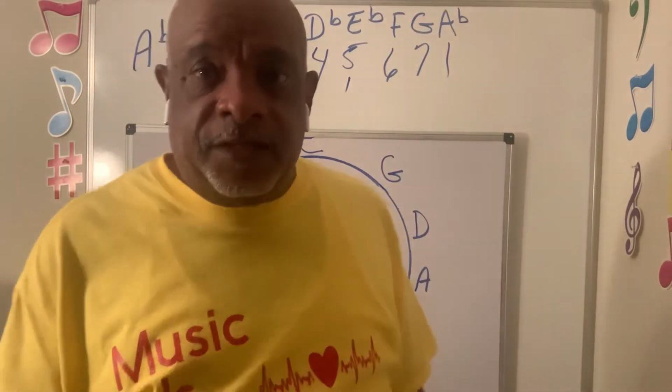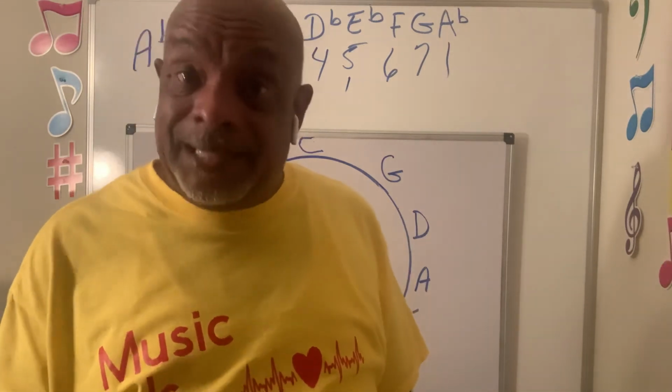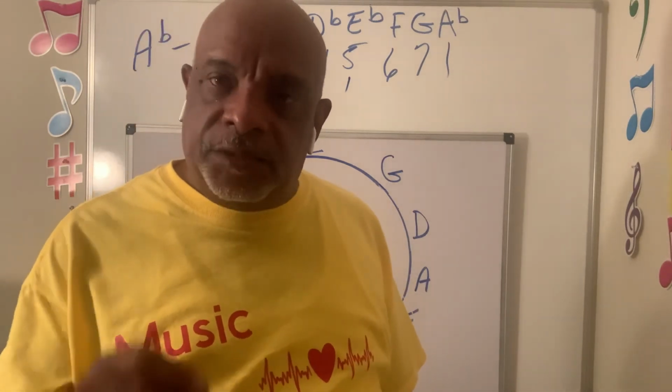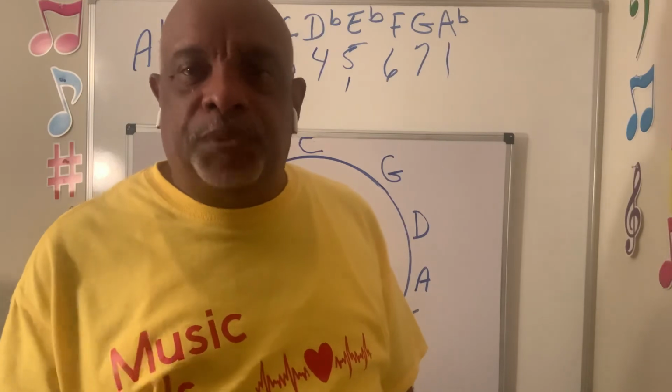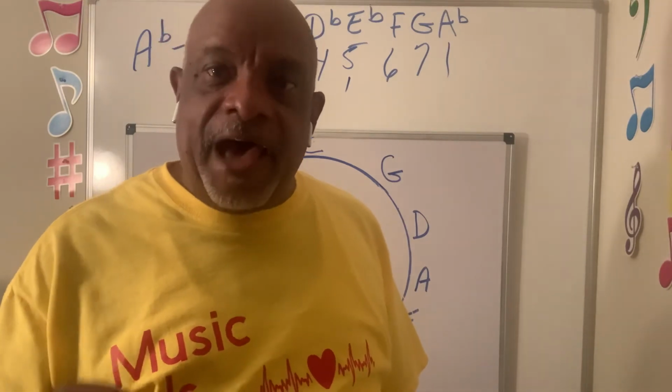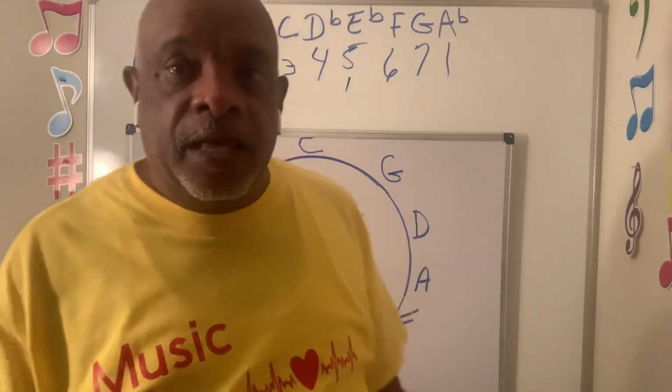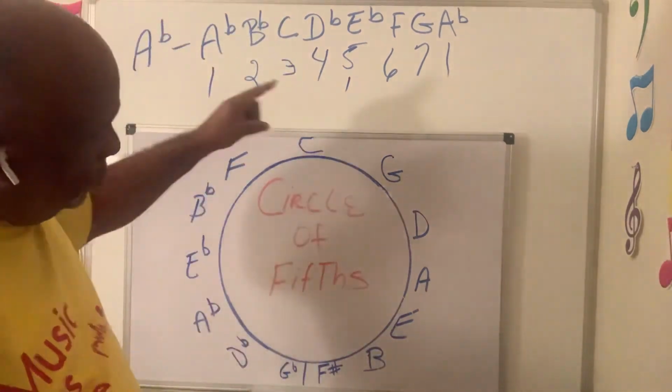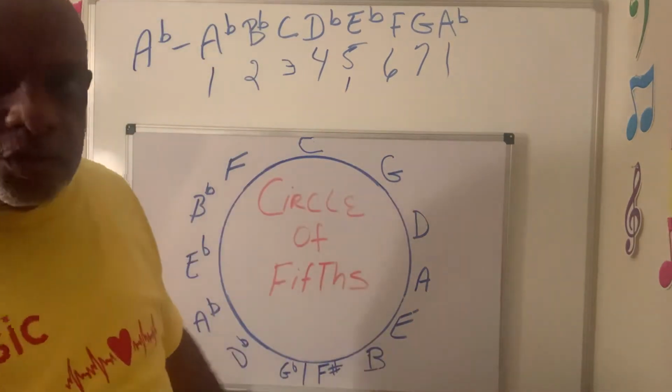Then if you go around to the flats, the 5 of G flat is what? D flat. The 5 of D flat is A flat. The 5 of A flat is what? E flat. The 5 of E flat is B flat. The 5 of B flat is F, and the 5 of F is C. So that's your circle of fifths.